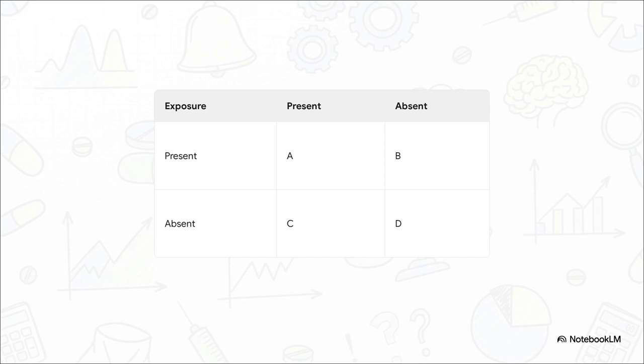When you're looking at a standard 2x2 data grid with exposure on the side and outcome on the top, you just cross-multiply. Multiply cell A by cell D and divide that by cell B multiplied by cell C, AD over BC. Boom. It calculates the odds that a diseased patient was exposed to a certain risk factor.